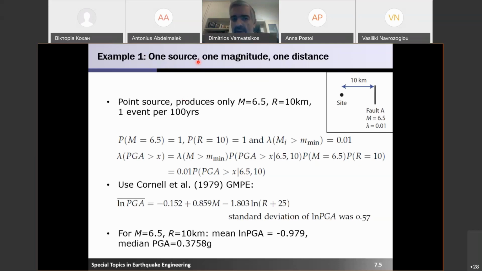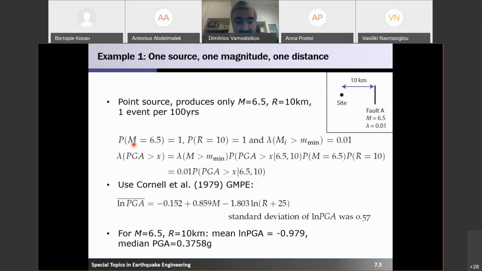Now, the first example is the simplest one you can possibly have. One source, one magnitude, one distance. This is the site. There's a 10-kilometer distance. This is your fault. It produces only a magnitude of 6.5, to make your life easy, and it produces them with a rate of 1 per 100 years, or 0.01 years to the -1, if you will.